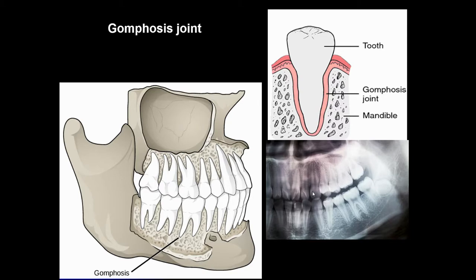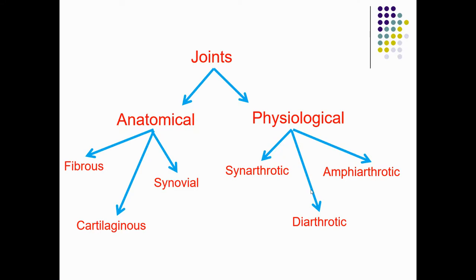Another fibrous joint is a gomphosis joint. And a gomphosis joint happens between tooth and bone. And if you look at this, you can see tiny little fibers that are holding the bones in place. And so it's a fibrous joint.